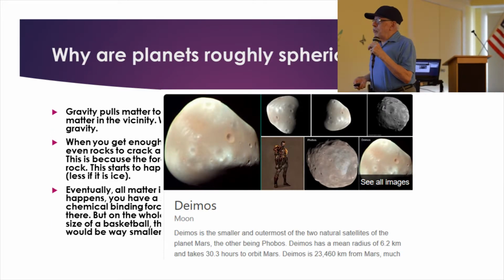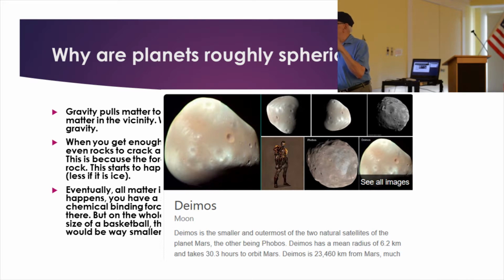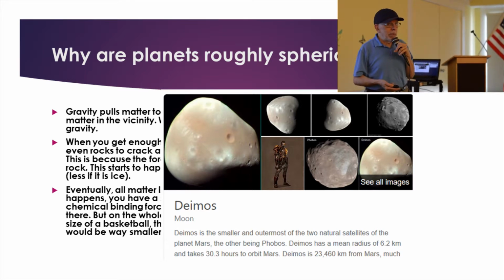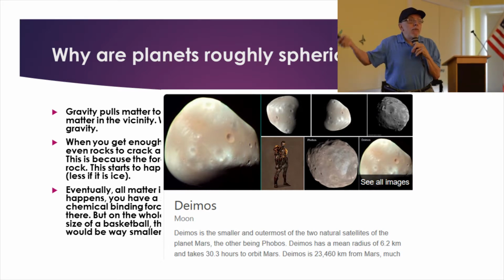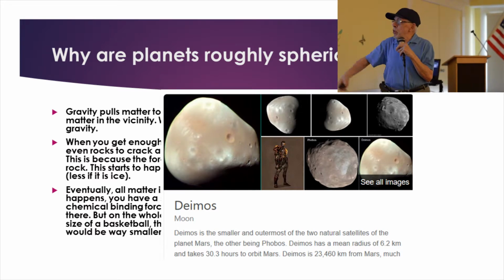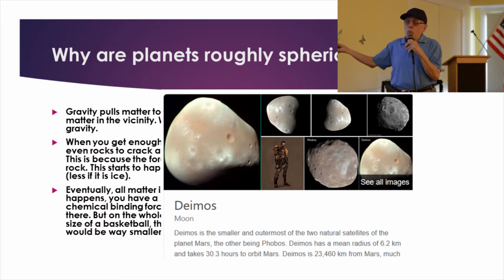Deimos is the smaller and outermost of the two natural satellites of the planet Mars. It has a mean radius of about 3.5 miles. It goes around Mars in 30 hours. It's really going very fast. It's obviously a captured pebble from the asteroid belt. It's not big enough to form a sphere. It doesn't have enough mass. It doesn't have enough gravity. So it's got this irregular shape. And the same is true of Phobos, which is the other moon, and also very small.